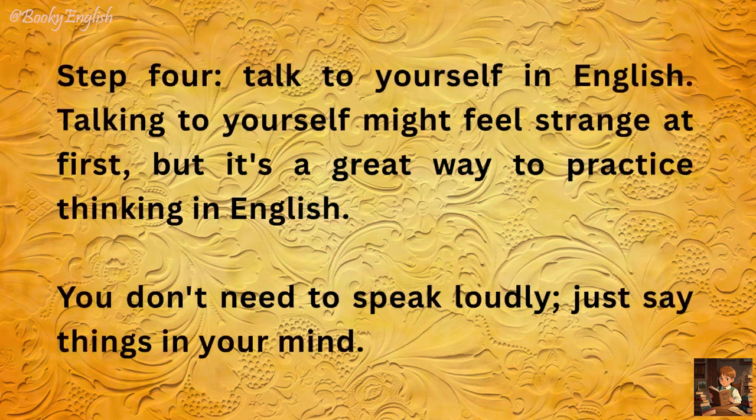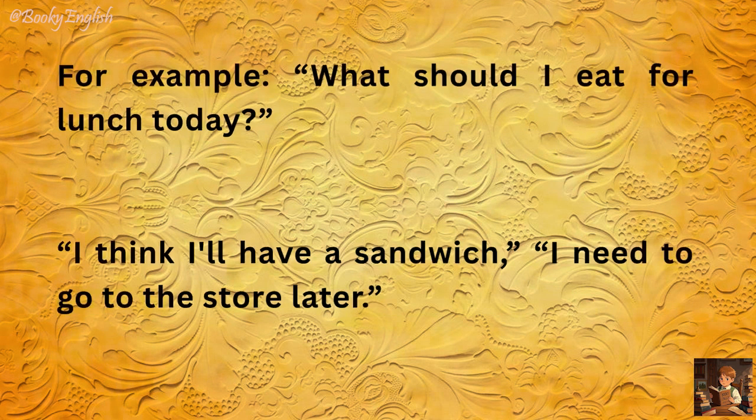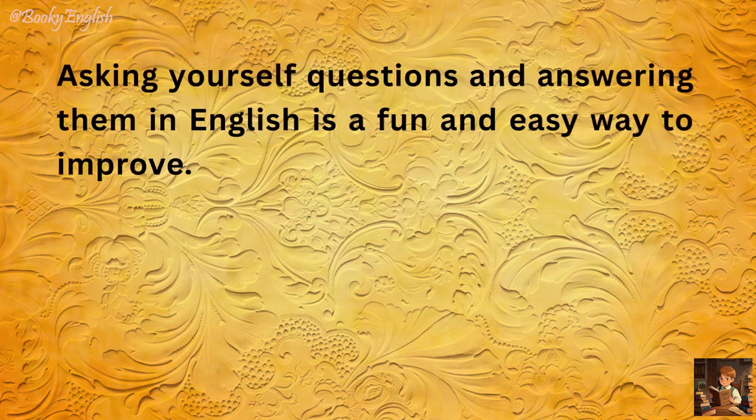Step 4. Talk to yourself in English. Talking to yourself might feel strange at first, but it's a great way to practice thinking in English. You don't need to speak loudly, just say things in your mind. For example, what should I eat for lunch today? I think I'll have a sandwich. I need to go to the store later. Asking yourself questions and answering them in English is a fun and easy way to improve.